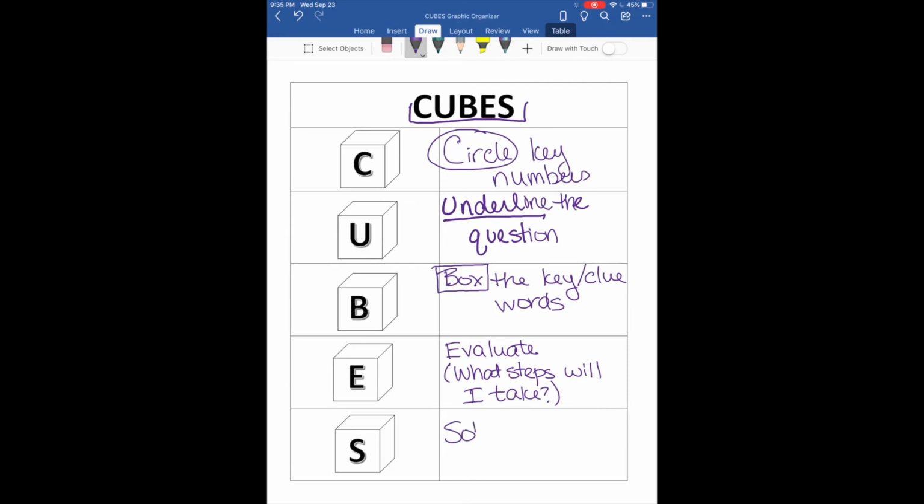And S is solve and check. Something that's really important here, and something that I want to make sure that we build as a skill before we leave 7th grade, is asking ourselves, is this a reasonable answer? Right? So does this answer make sense for what we're talking about?